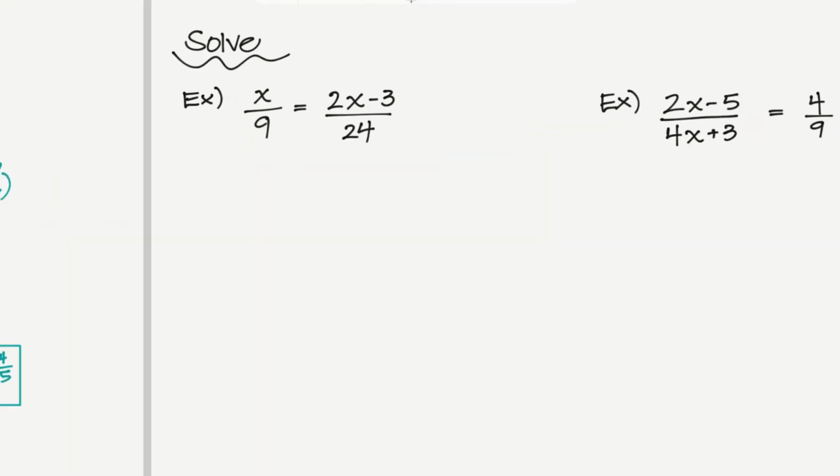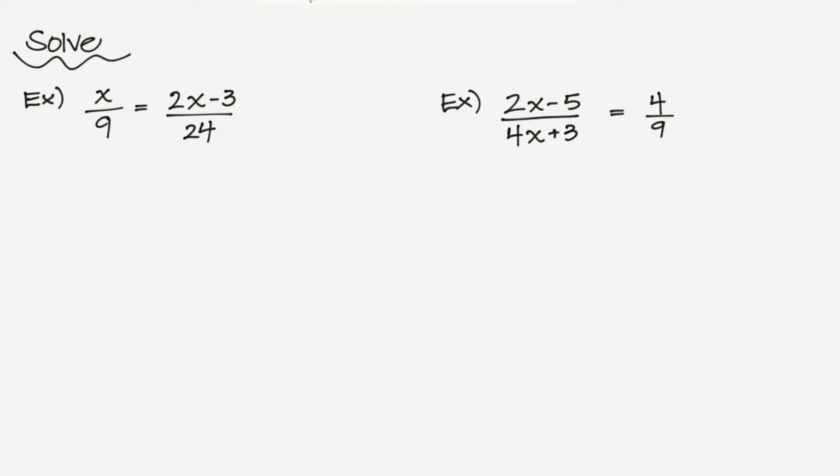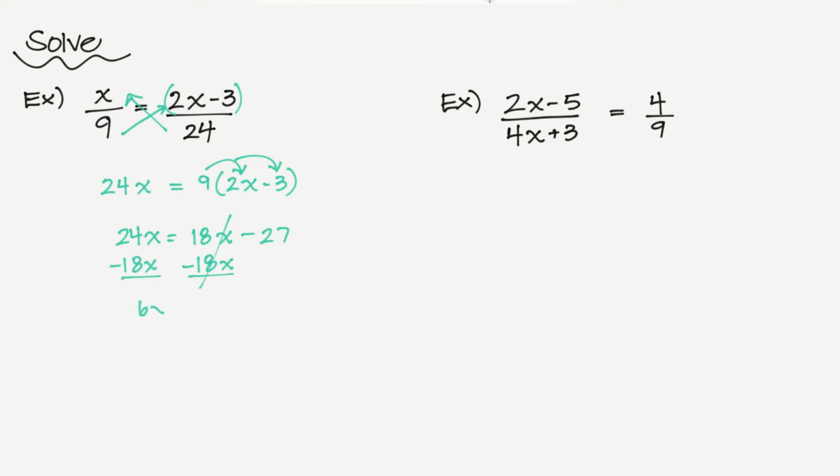Let's go ahead and move on to another variation. This time I have a variable on both sides. So I'm still going to use cross multiplication, and I'm going to keep the 2x minus 3 grouped together. So 24 times x is equal to 9 times 2x minus 3. I'm going to use the distributive property, so 9 times 2x is 18x. 9 times 3 is 27. I can subtract 18x on both sides of my equation, and I'm left with 6x is equal to negative 27.